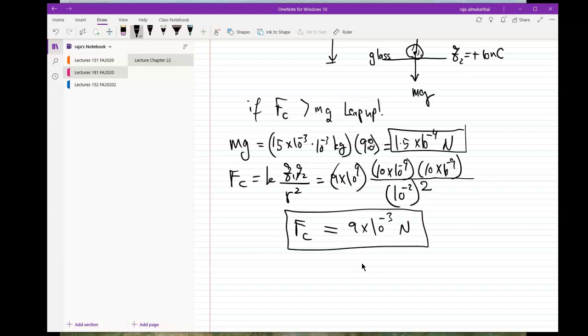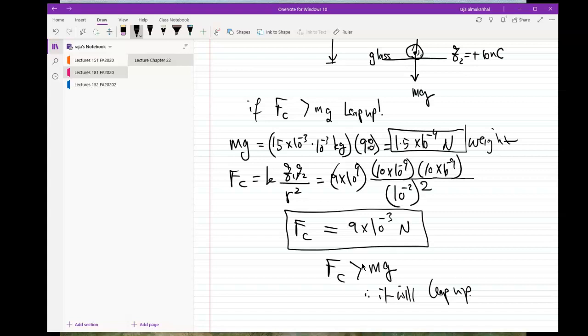Look at this force right here, the Coulombic attraction, and look at the weight. That's the weight, right? Which one is greater? As you can see here, the Coulombic attraction is greater than mg, and therefore it will leap up. Okay? Easy enough? All right.